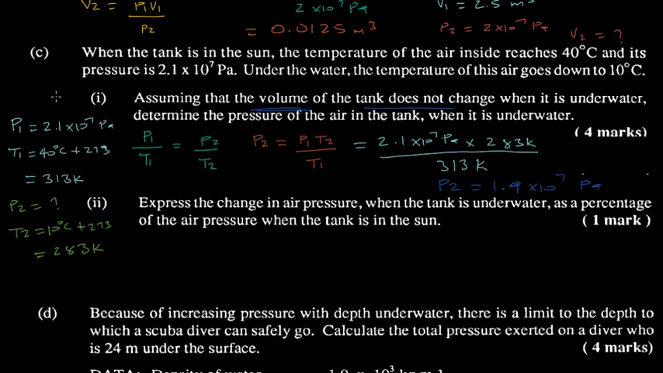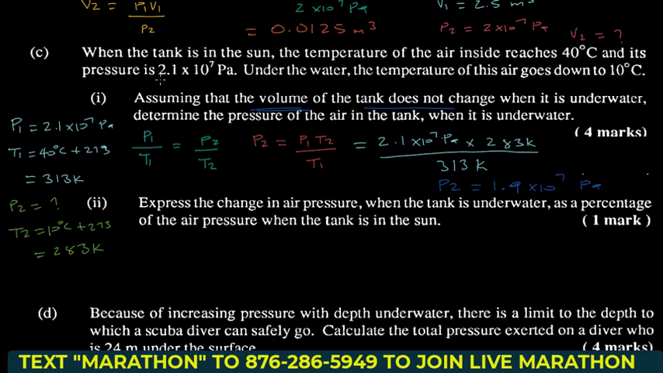Next question says we're to express the change in air pressure when the tank is underwater as a percentage of the air pressure when the tank is in the sun. Since the pressure when the tank was in the sun is 2.1 times 10 to the 7 pascals, and the pressure underwater is 1.9 times 10 to the 7, and we want to express the change as a percentage, first we're going to find the change in pressure.